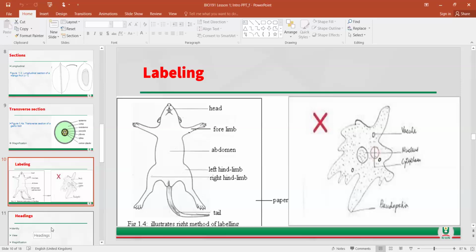Then we talk of labeling. How do we label? We label with straight lines, drawn with ruler and pencil, none of them with an arrow, because when there's an arrow, the meaning changes to direction. They should not overlap. Then we label on one side, but where there are many structures to label, you can label on both sides. You can see the diagram of a rat there, labeled in the right method, while that of Amoeba is wrong, because there you can see the guidelines overlapping themselves.